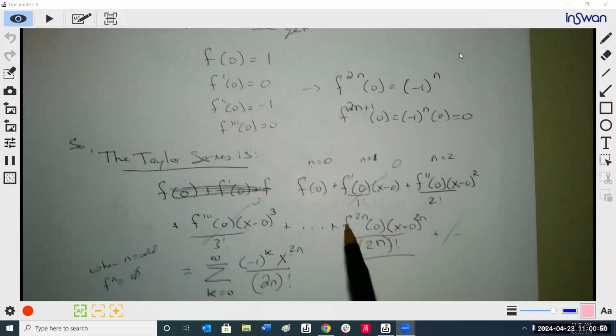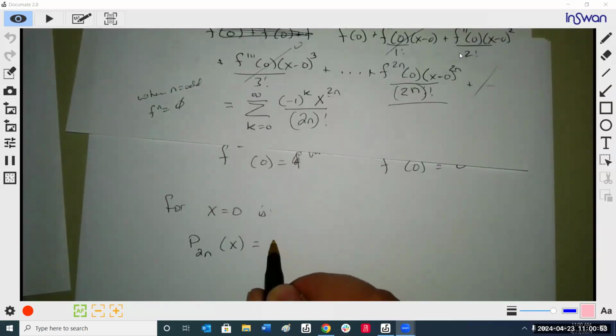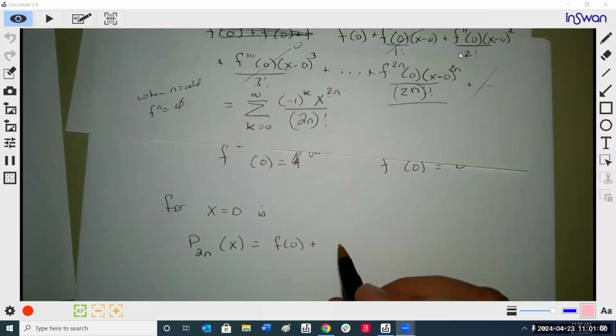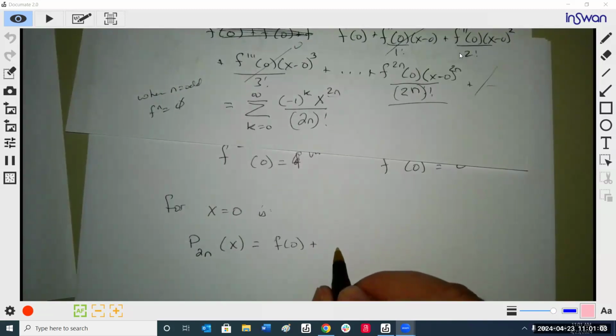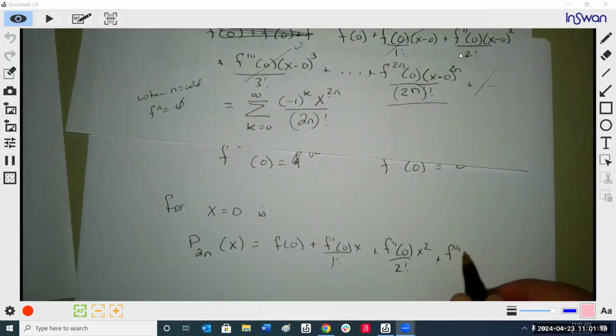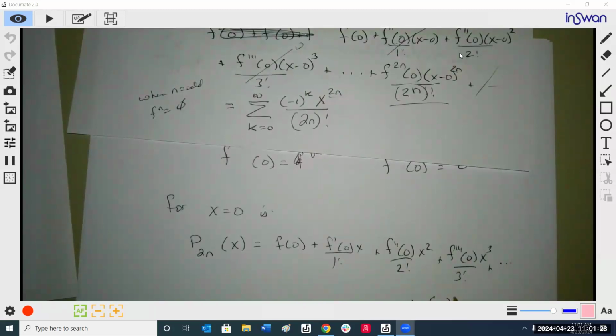We got cosine of 0 is 1. So it's f of 0, plus f prime of 0 x over 1 factorial, plus f double prime at 0 x squared over 2 factorial, plus f triple prime at 0 x cubed over 3 factorial, all the way to negative 1 to the n, x to the 2n over 2n factorial.